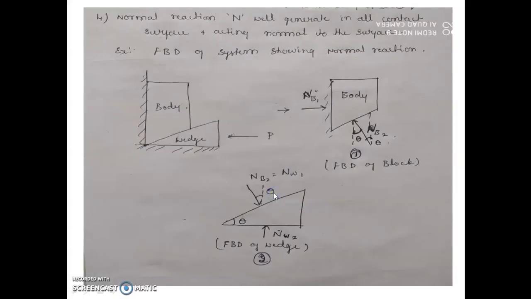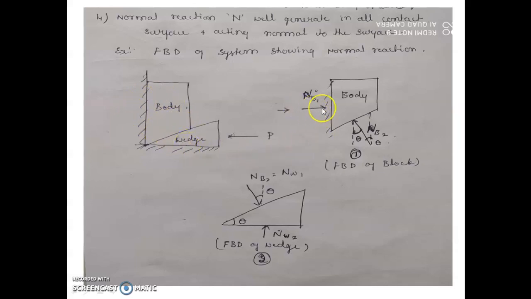Now what are the normal reactions developed? We will see. Normal reaction N will be generated on all contact surfaces and acts normal to the surface. You will see this example. Consider this example: a block is resting on a wedge and the wedge is moving towards the left side by the applied force P. What are the contact surfaces for this block or body? One is this, with respect to the vertical, and another one is this, with the wedge. Along these, normal reaction will be generated.